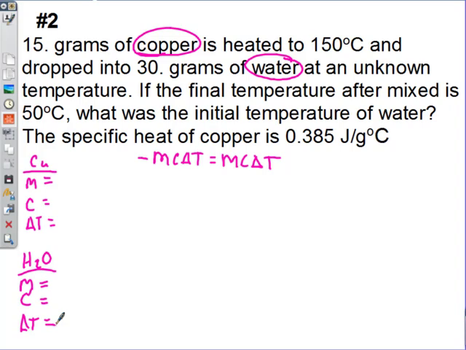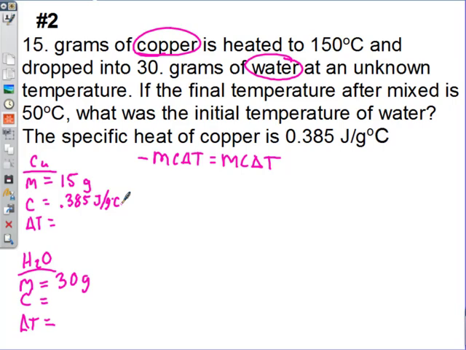It says I have 15 grams of copper. That is a mass right there, so let me put it in. 15 grams of copper. Is heated to 150 degrees Celsius. Remember, we always do temperature last. So let's skip the temperature for now. And dropped into a 30-gram sample of water. So that's going to be 30 grams of water. At an unknown temperature. If the final temperature after the mixture is 50 degrees, what is the initial temperature of the water? The specific heat of copper is, there's a specific heat, so 0.385 joules divided by gram degree Celsius. And that's it. That's all the information.